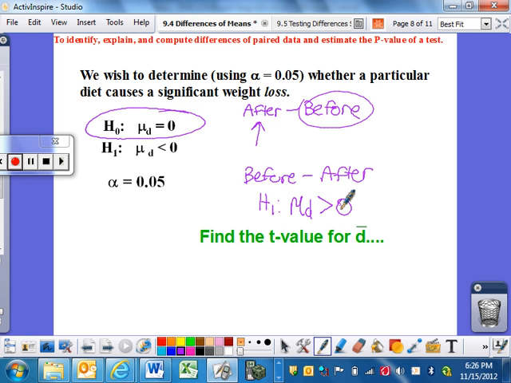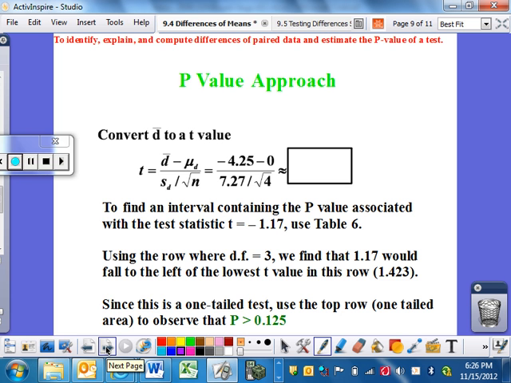On a test and a quiz, I'm going to have to read everybody's scenario. You have to tell me what you want to do. In either case, you want to find your t-score for the d-bar statistic. How do I do that? Okay, you literally go to your formula sheet and find the t-score.